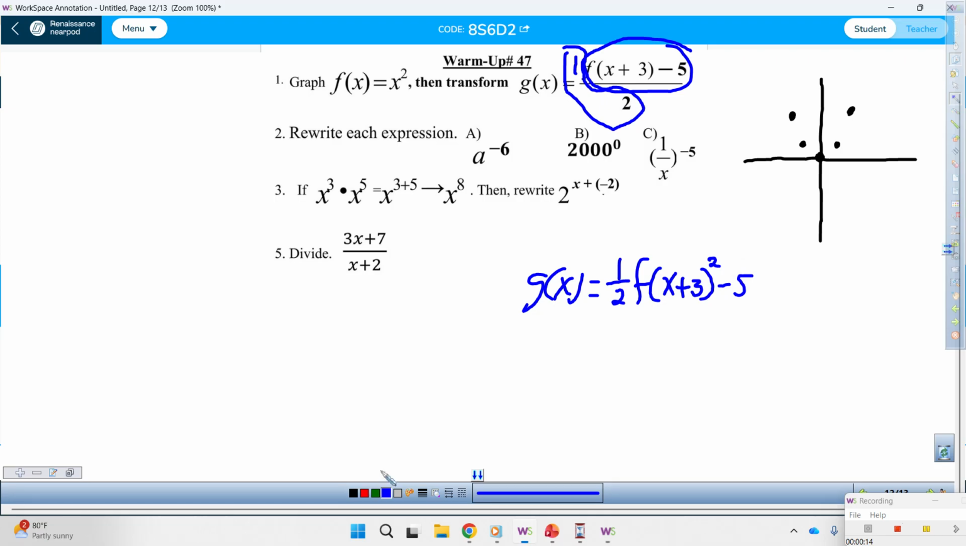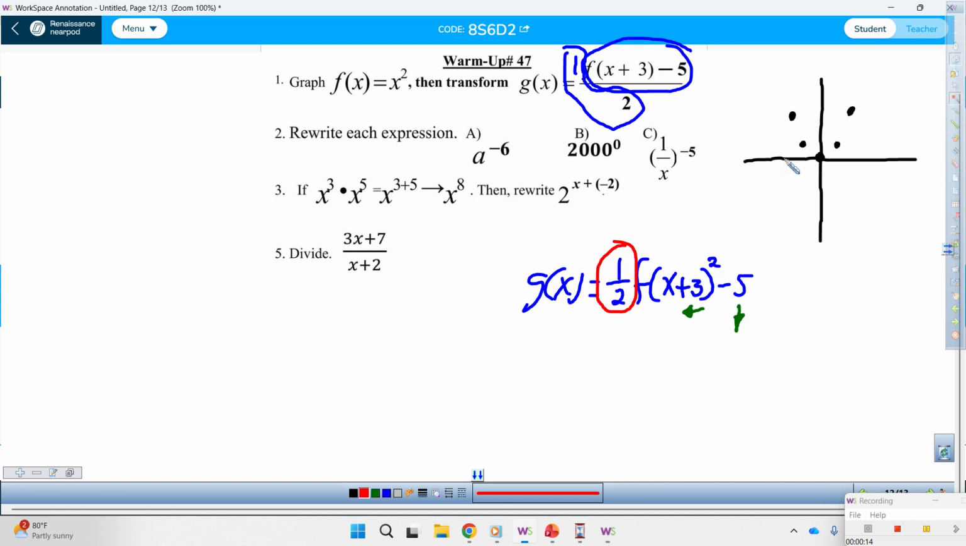So we need to transform this. Where are we going to move all the 5 points? According to this, we're going to go down 5 and 3 to the left. But before we do that, we need to either stretch or compress. What does this do to the original one? Divided by 2, which means it compresses. If it was a whole number, it did what? Stretch. But in this case, it compresses.